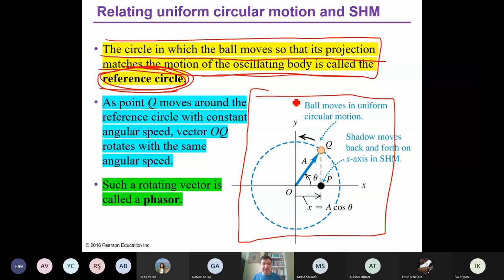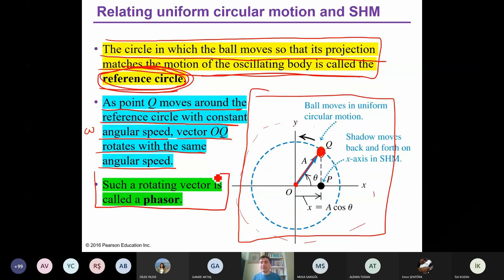So we know that as point Q moves around the reference circle with constant angular speed, we are talking about omega, vector OQ, this vector, rotates with the same angular speed. So this Q vector is rotating around this circle. And such a rotating vector is called a phasor. We have learned this one in the previous chapters. And this phasor information will also be useful in physics too. Okay, so this is the phasor.